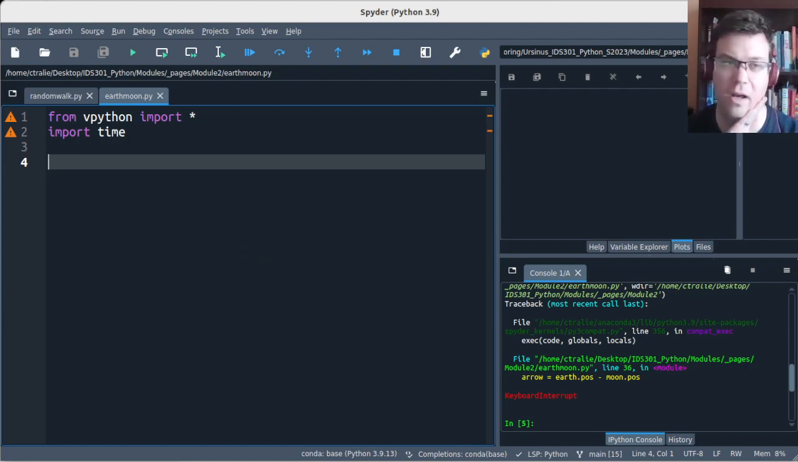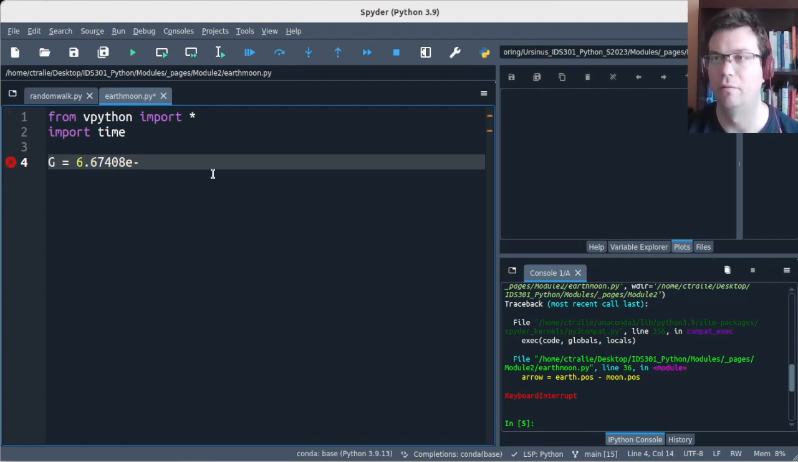So before I dive completely into it, let me first define something called the gravitational constant. So I'll say big G is equal to 6.67408 times 10 to the negative 11. So this is scientific notation, that's what that means. And the units here are meters cubed per kilograms times seconds squared.